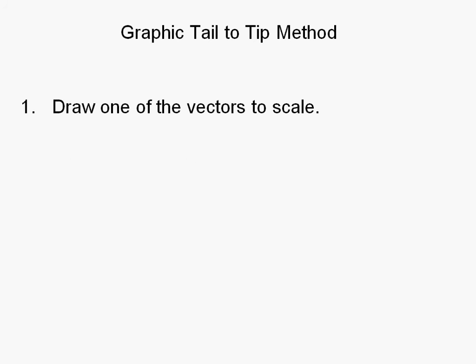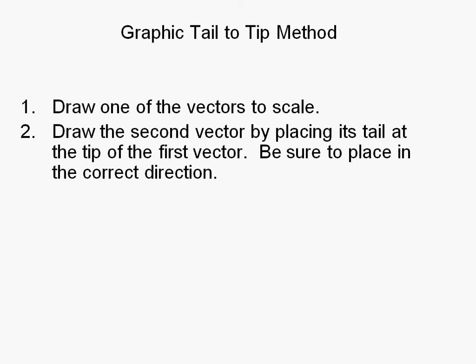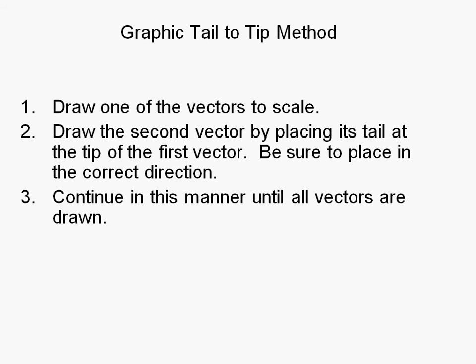Draw one of the vectors to scale. You can set your own scale. Then you draw the second vector by placing its tail at the tip of the first vector. Be sure to place it in the correct direction. You continue in this manner until all vectors are drawn. Again, you can connect two or more vectors to get the result.